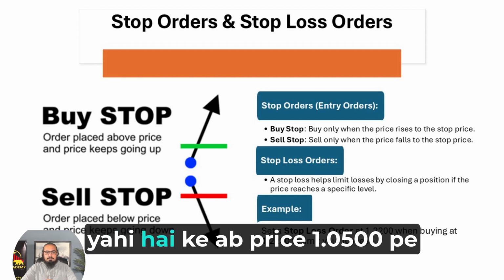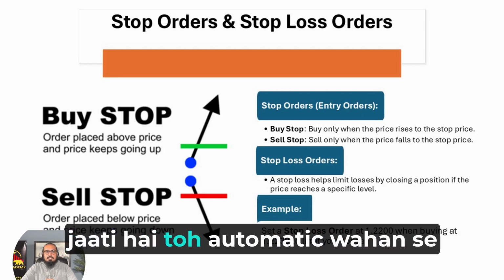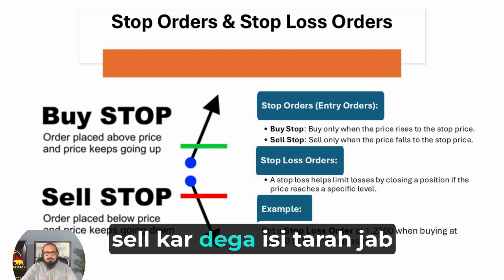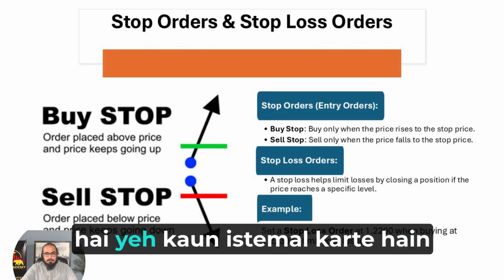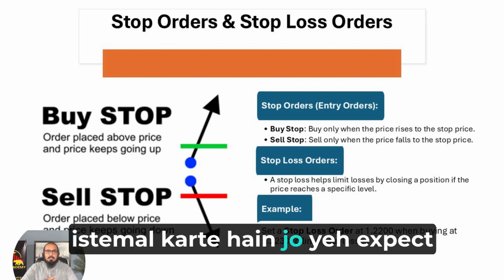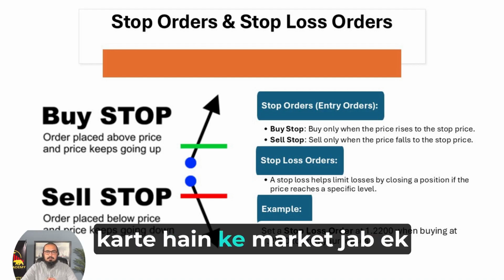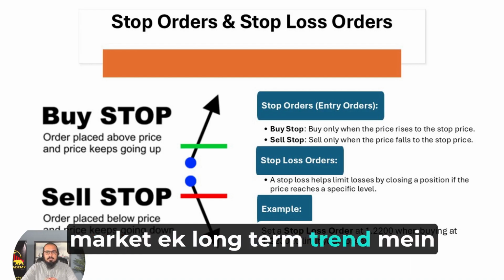Similarly, a sell stop is when the price is at 1.0500, and if the price goes to 1.04900, it will automatically sell from there. So the order is placed ahead of the price. Who uses this? These order types are used by breakout traders who expect that when the market moves in one direction, it will enter a long-term trend.